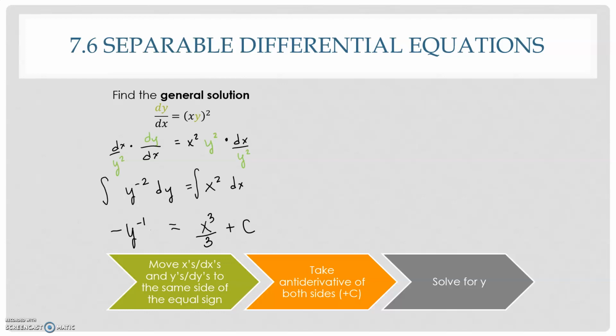And then our last step, we're not done until we get this thing solved for y. So we're going to solve this for y. We're going to divide by -1. So we get y to the -1 is equal to negative x cubed over 3 plus a constant.